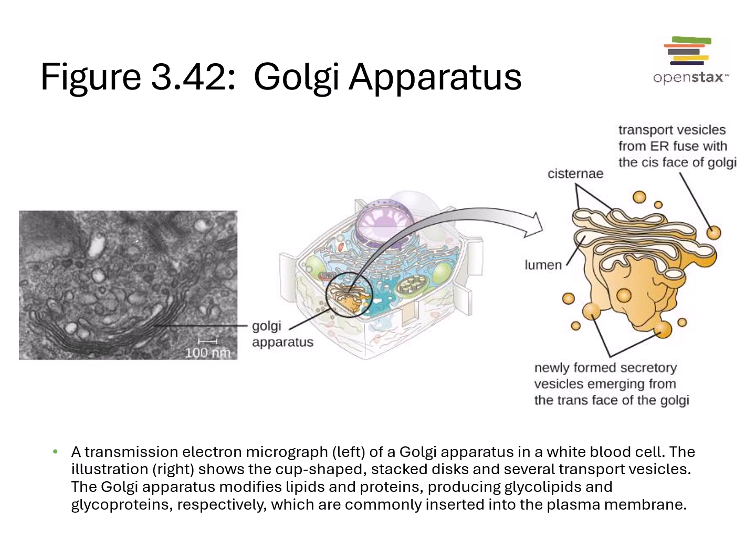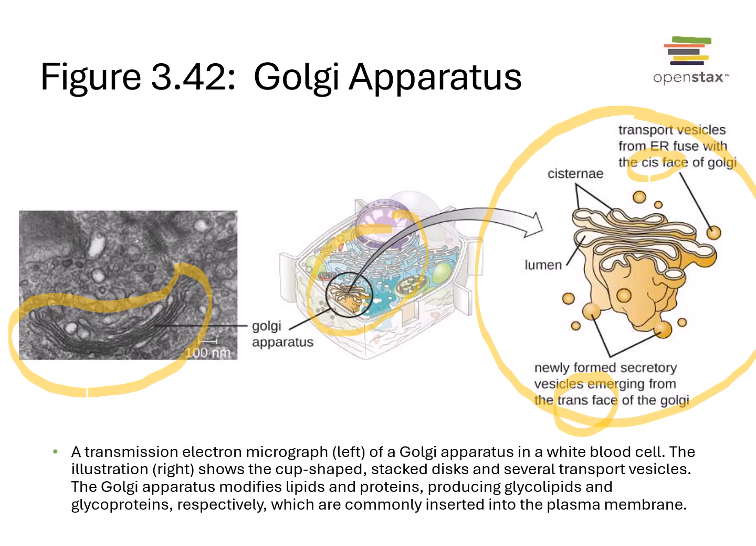For the Golgi apparatus, it looks like a series of stacked discs that are kind of a cup shape. And if I look over here, compared to this picture, you can see there are two faces of the Golgi apparatus. We have the cis face, which is facing the rough ER, and we have the trans face, which is away from the rough ER.